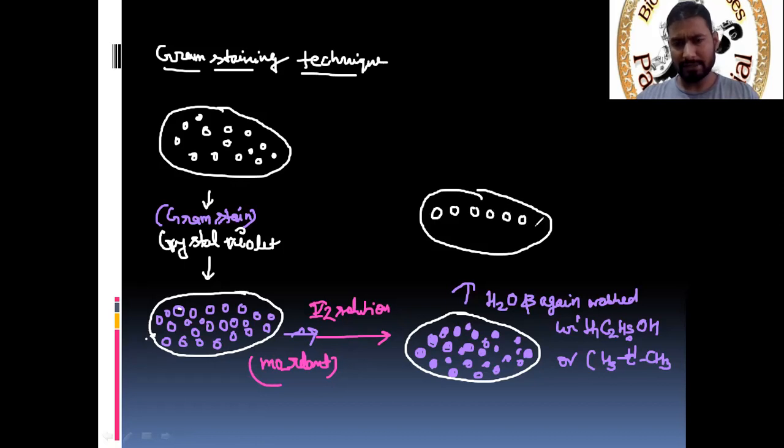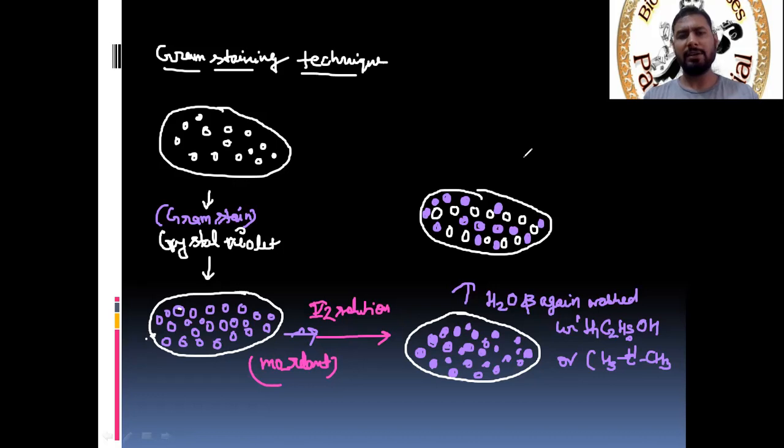After washing with acetone or ethyl alcohol, we have two different types of bacteria: one bacteria which is colorless, and another bacteria which has the purple color. Look at it again. Here, this is the purple color bacteria. In this way they have differentiated.